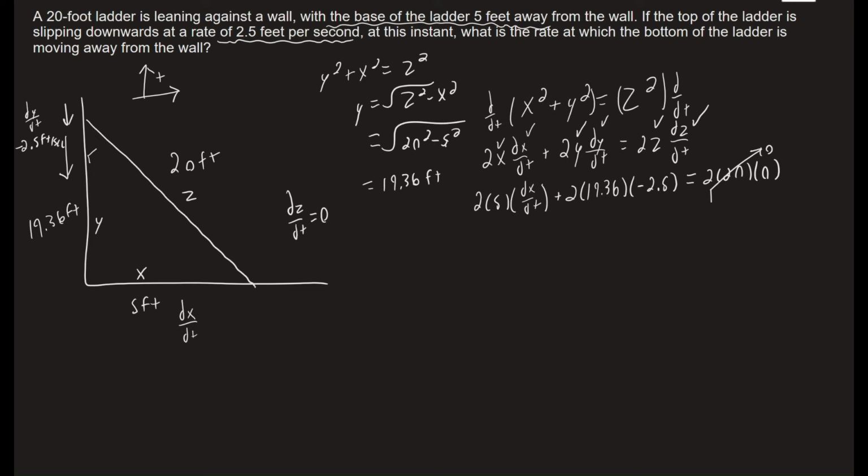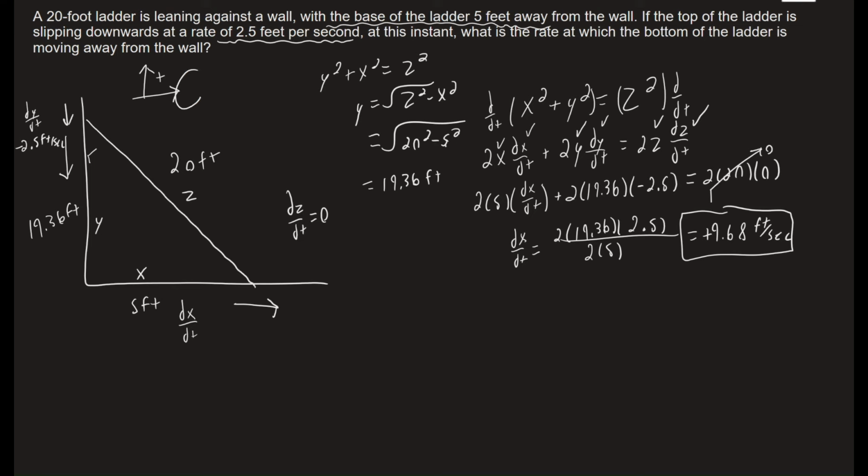Now let's just isolate for dx over dt. So that'll be 2 times 19.36 times 2.5 over 2 times 5. Just plug that in the calculator, and we're left with 9.68 feet per second. Notice how the answer is positive. This is because the ladder is moving right, which we defined as positive. So this answer makes sense.